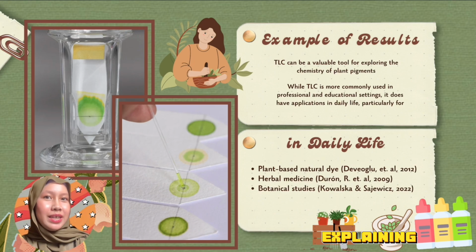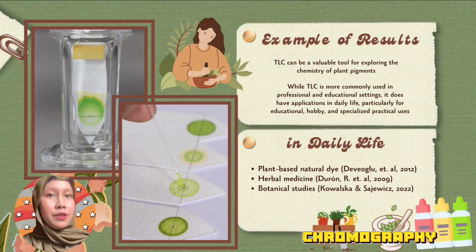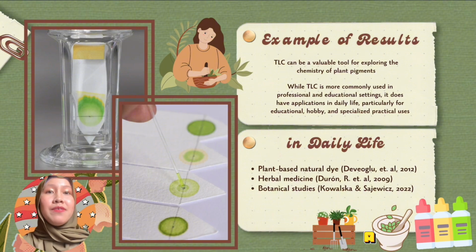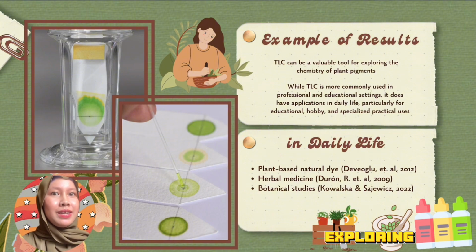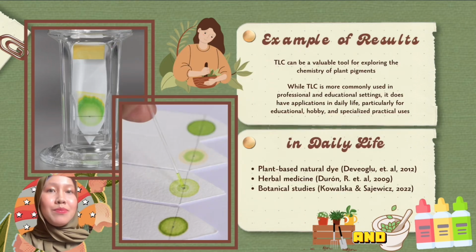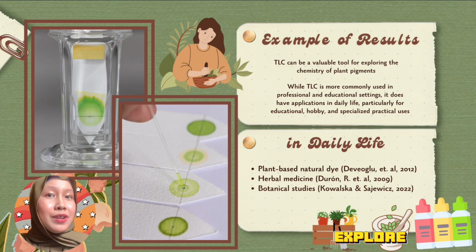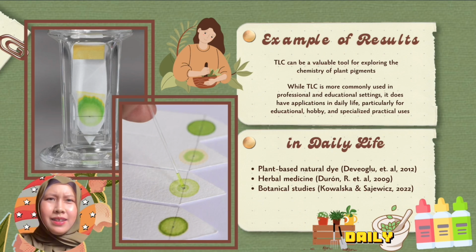Next, I will be explaining about examples of results. Overall, thin layer chromatography, or TLC, can be a valuable tool for exploring the chemistry of plant pigments. While TLC is more commonly used in professional and educational settings, it does have applications in daily life, particularly for educational, hobby, and practical uses. What are these practical uses, you might ask? Well, now let's explore the applications TLC offers in daily life.